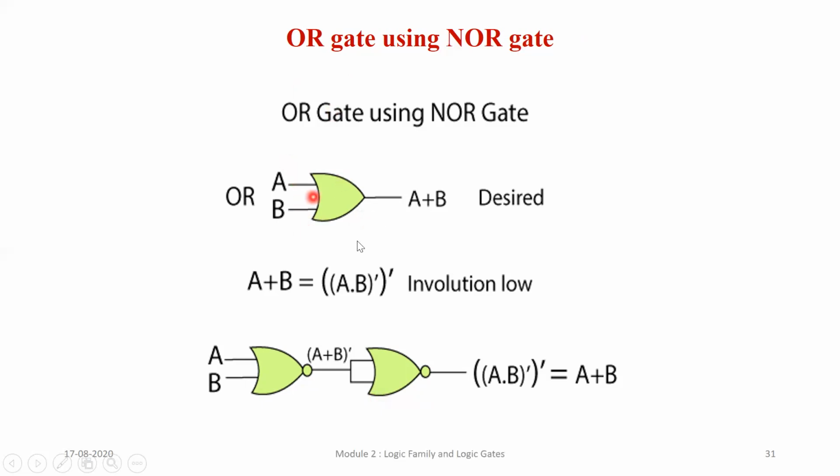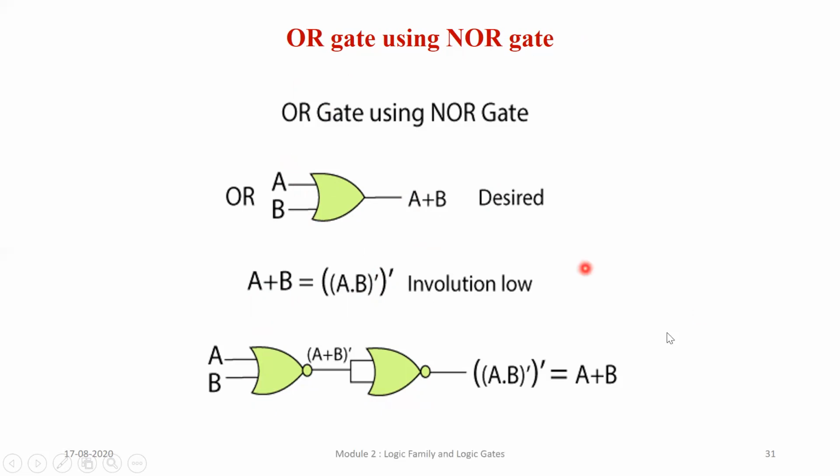I give it to an OR gate. I get A plus B. That was my function of OR gate. Now what I do is, again, I'll try to use the involution law. Here, suppose I use A plus B.